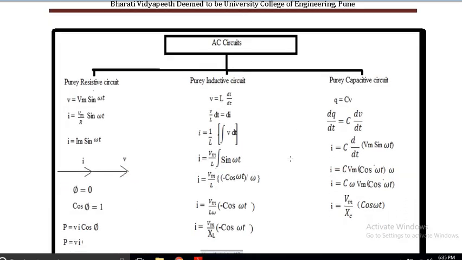Let me talk about the different AC circuits. When I say AC circuits, there can be three different parts. One is what is called a purely resistive circuit, another is purely inductive circuit, and last is purely capacitive circuit. We'll discuss one by one. Let me talk about purely resistive circuits. In purely resistive circuits, let us say a voltage equation is written as V is equal to Vm sin omega t, and I is equal to Im sin omega t, where Im will be equal to Vm by R.